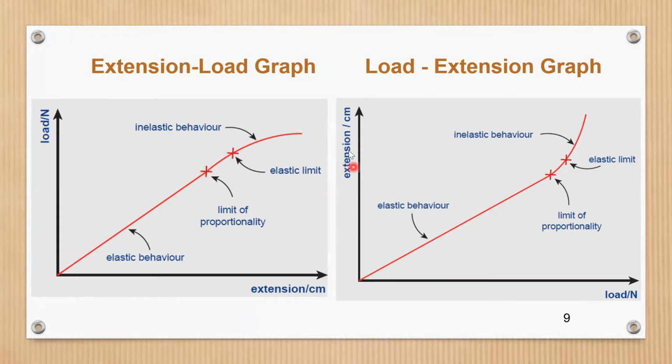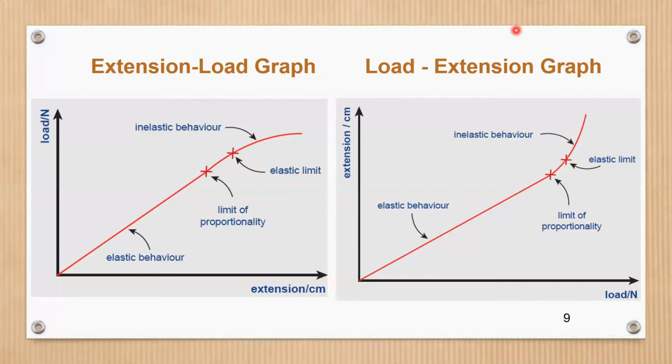Similarly, that is the extension load graph. In that case, the graph starts bending after the limit of proportionality. So in that region, the material is not obeying Hooke's law. It is behaving inelastically. So we can see the difference between both. How can we calculate the value of the K in those cases?